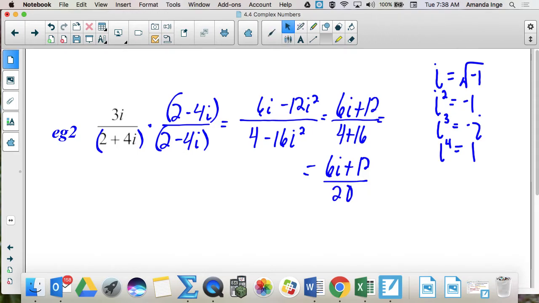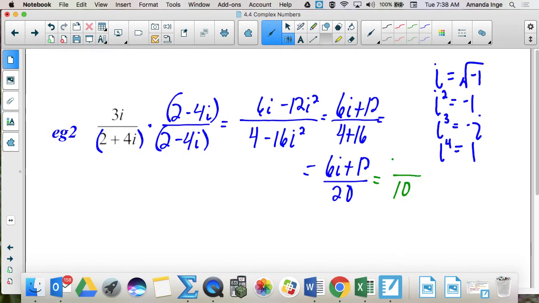Now, because we can divide 2 into each one of these numbers, we're going to make this 10, and this will be 3i plus 6. So in simplest form, it's 3i plus 6 divided by 10.